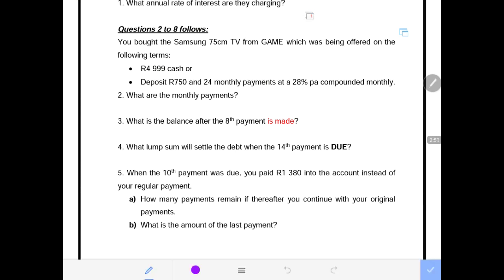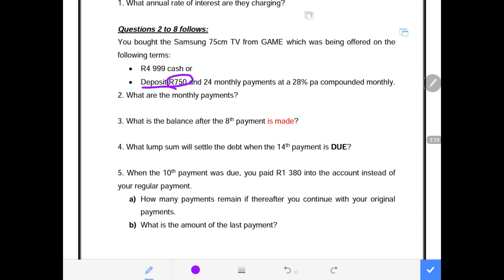Questions 2 to question 8 follow here. It says you bought the Samsung 75 centimeter TV from Game, which was being offered on the following terms. The terms in which this TV was offered are 4,999 for cash, meaning if you buy it for cash, you pay 4,999. The second option is a deposit of 750 and 24 monthly payments at 28% per annum, compounded monthly.